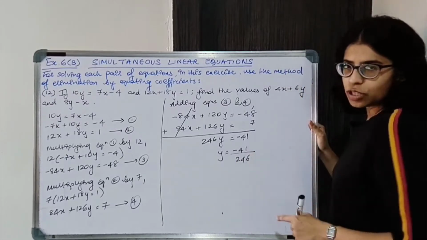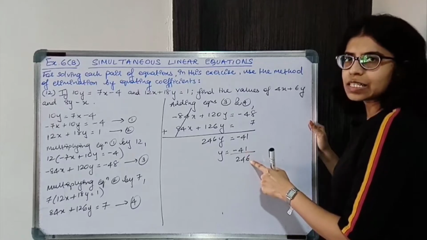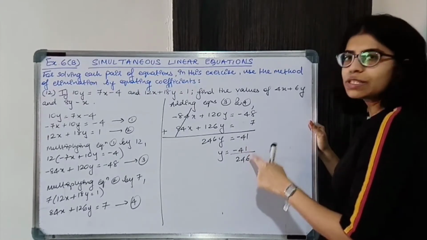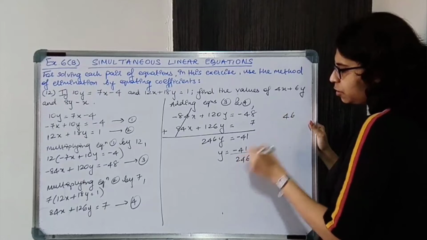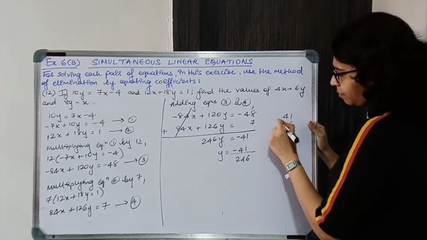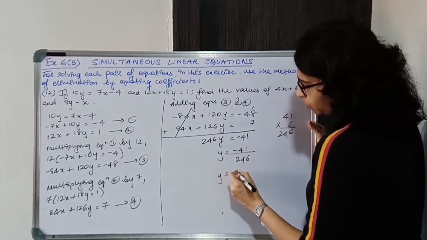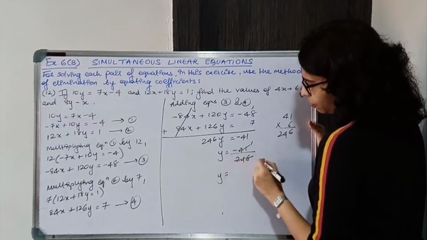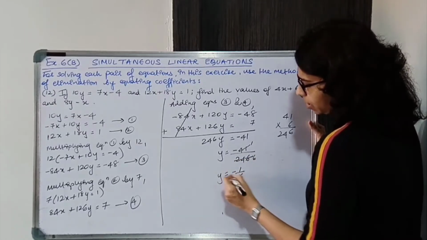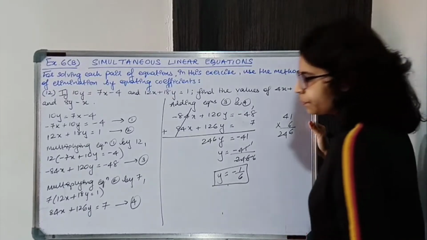Now let's check this if it is getting cancelled. यहाँ पे 1 है, यहाँ पे 6 है. So 41 into 6, it should give 246. It will. 6 4s are 24. So y is equal to minus 1 by 6. So we are getting it in fraction form.